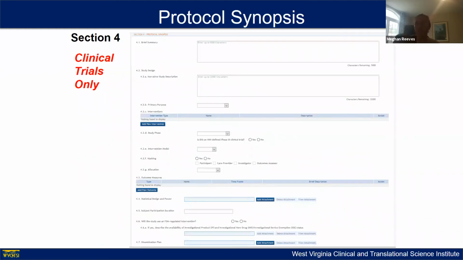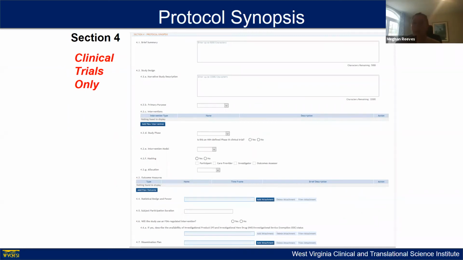Moving on to the protocol. Section 4.1 is a brief summary. This is up to 5,000 characters, and it should be a short description of the clinical trial study, including a statement about the clinical study's hypothesis. The language used in this section should be such that the lay public can understand it.